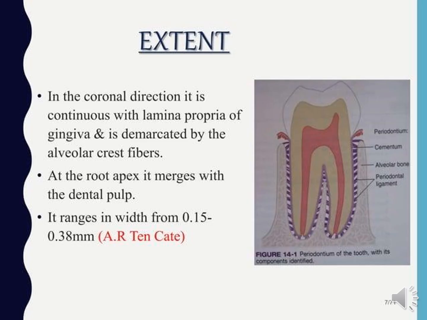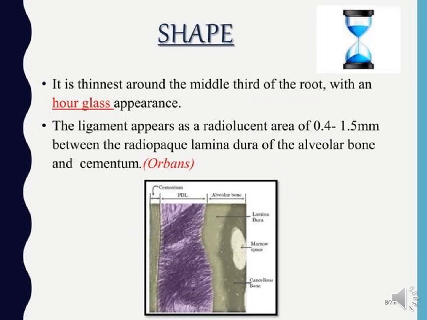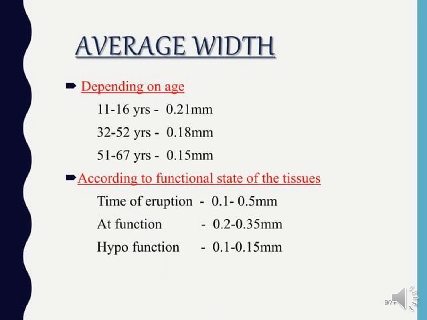It ranges in width from 0.15 to 0.38 mm. The shape of the PDL is thinnest around the middle third of the root, with an hourglass appearance, and the ligament appears as a radiolucent area of 0.4 to 1.5 mm between the radiopaque lamina dura of the alveolar bone and cementum. The average width of PDL, depending on age, is from 0.21 to 0.15 mm. The older you get, the more the PDL reduces in width.